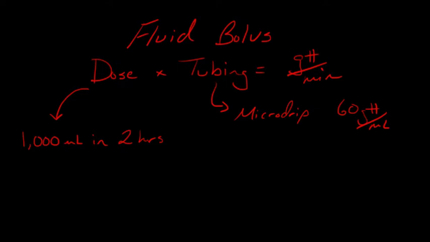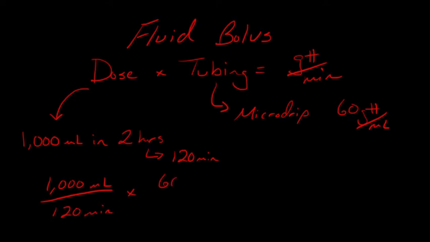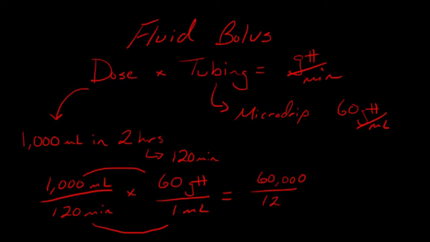So since we're going to get down to drops per minute, let's go ahead and convert that 2 hours in the dose over to minutes. So that's 120 minutes. Then we're going to set it up. Dose times tubing, 1,000 milliliters over 120 minutes times 60 drops per milliliter. Multiply across the top, multiply across the bottom. That's going to give us 60,000 divided by 120. Pull out your calculator, and that's going to give us 500 drops per minute.